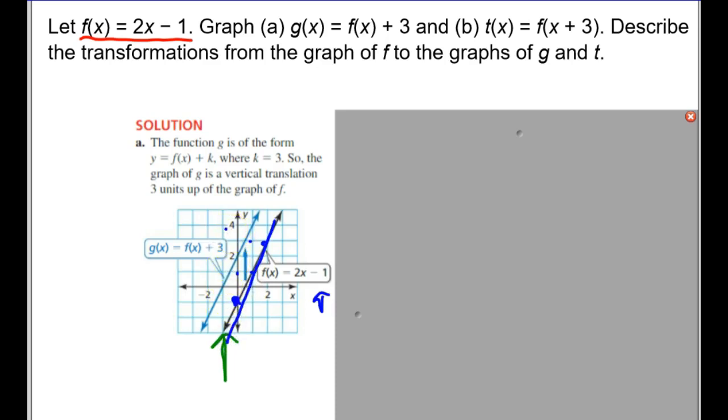So with this g of x, I notice that this plus 3 is outside my parentheses, and outside means it's vertical, right? Outside is up and down. So that tells me I go up 3. So I literally take my whole graph and I shift it up 3.